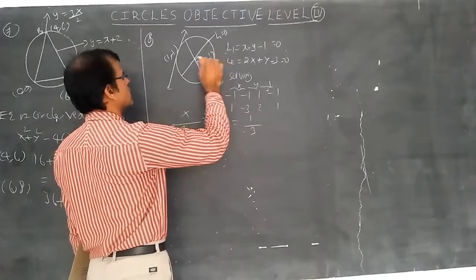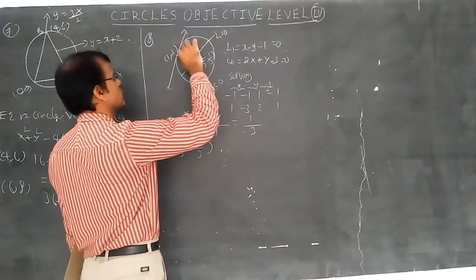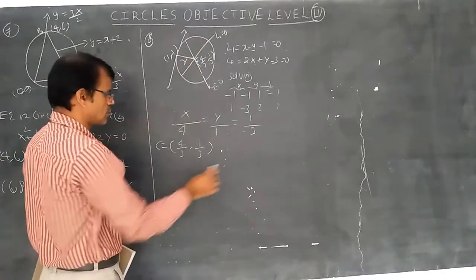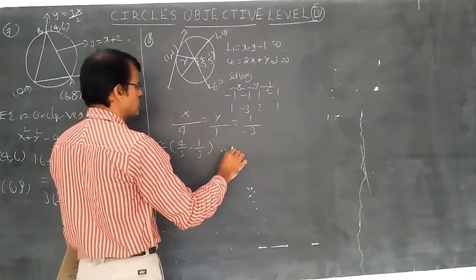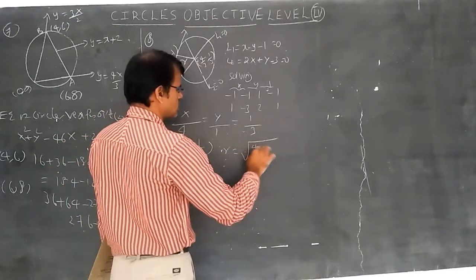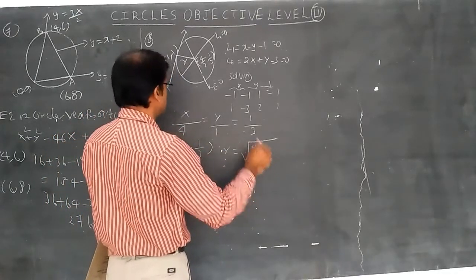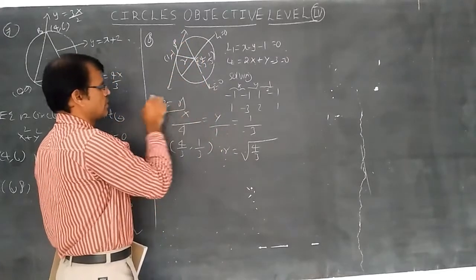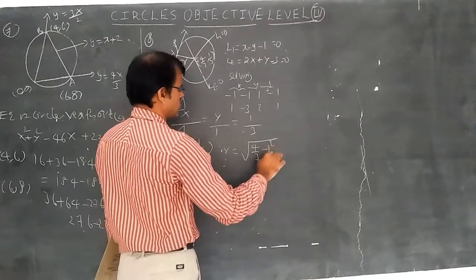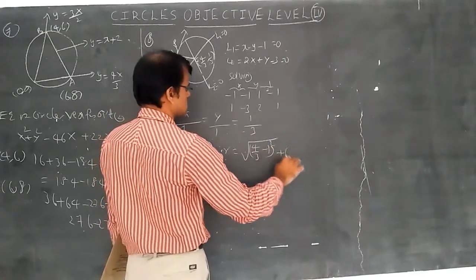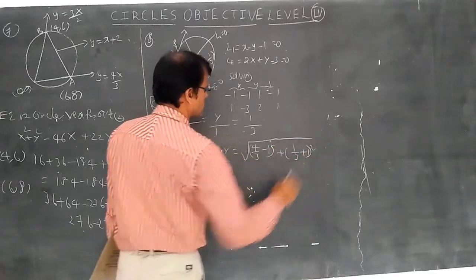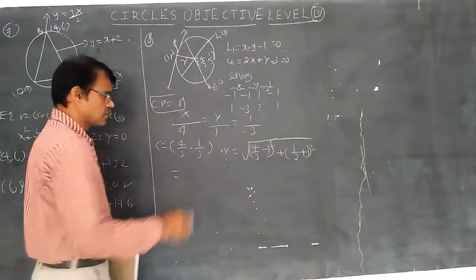We should calculate the equation of the tangent at 1 comma 1. Whenever the tangent is at 1 comma 1, this is nothing but R. So R is equal to CP, where P is the point. CP is equal to R. R is equal to the root of 4 by 3 minus 1 whole square plus 1 by 3 minus 1 whole square.